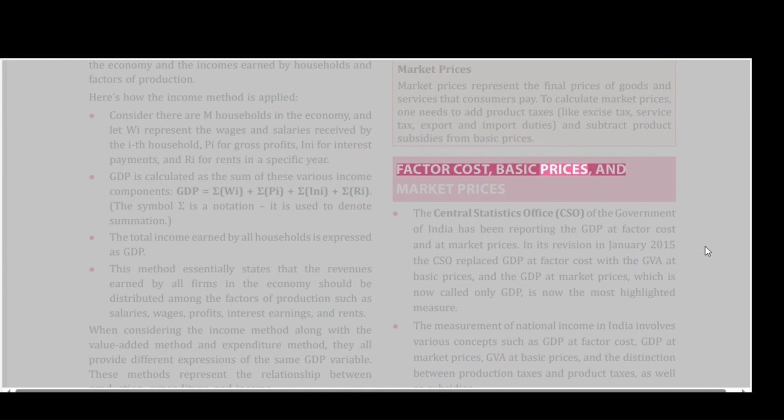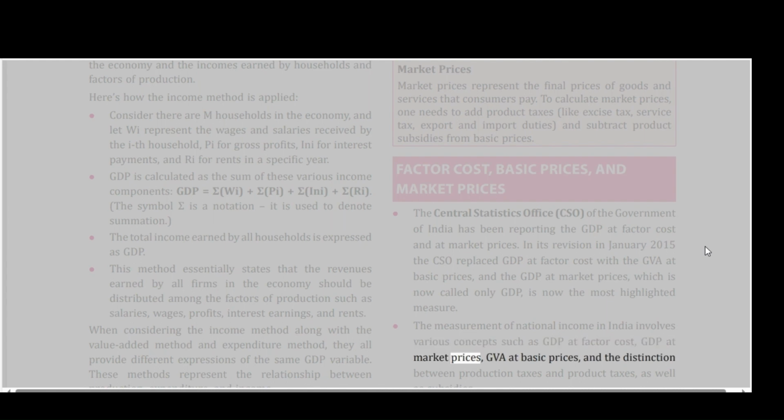Factor cost, basic prices, and market prices. The Central Statistics Office (CSO) of the Government of India has been reporting the GDP at factor cost and at market prices. In its revision in January 2015, the CSO replaced GDP at factor cost with the GVA at basic prices, and the GDP at market prices, which is now called only GDP, is now the most highlighted measure.